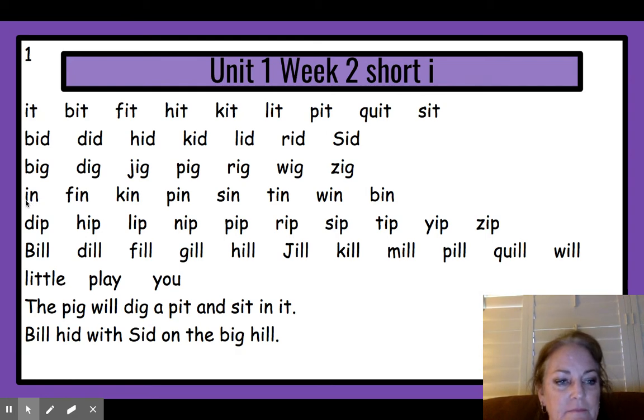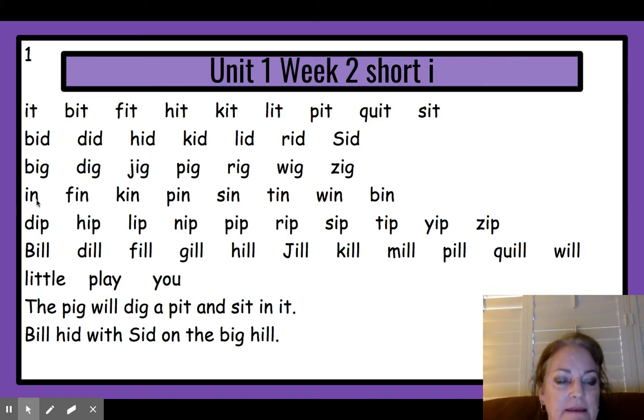Okay, next line, you see the in word family. In. Let's read. Stretch first, then read. In, in, in. Fin, fin, fin. Kin, kin, kin. Pin, pin, pin. Sin, sin, sin. Tin, tin, tin. Win, win, win. Bin, bin, bin. Get the words in your head as we pause.